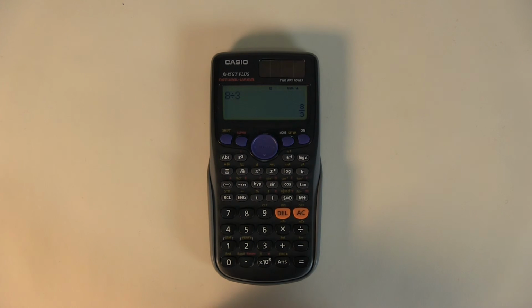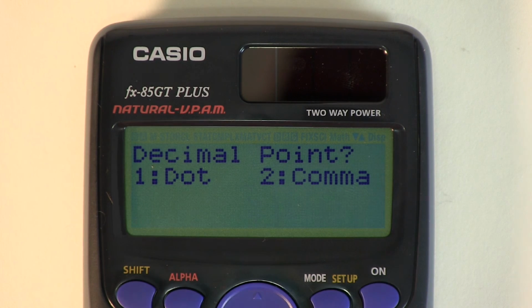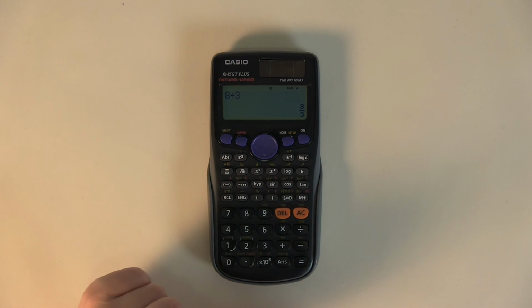Then I have got display number 5, which is helping you to change between the decimal dot and the decimal comma. While in Europe, people use a comma to separate whole numbers from decimal fractions, in the UK we use the dot to separate decimal fractions from whole numbers. So you always have to set your calculator into setting 1 in here.